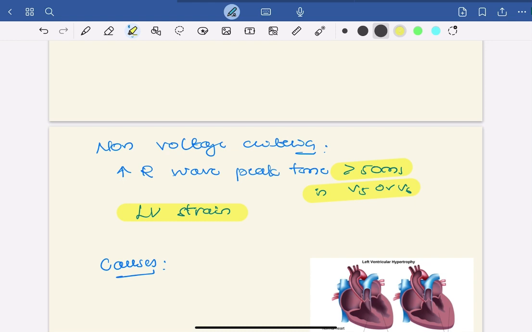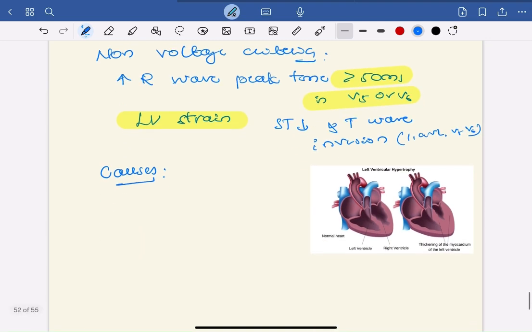What is this LV strain? LV strain is nothing but ST depression and T wave inversion. So these are non-voltage criteria. In lateral leads, that is 1, aVL, V5 and V6, there is ST depression and T wave inversion. So what are the causes of LVH?